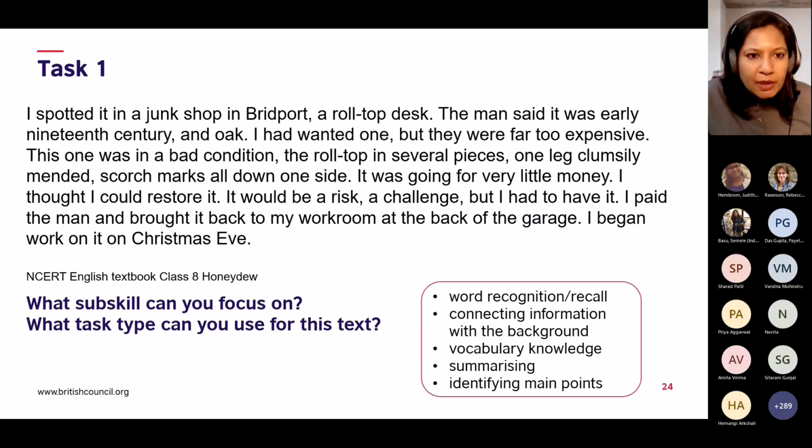So I spotted it in a junk shop in Bridport, a roll top desk. The man said it was early 19th century and oak. I had wanted one, but they were far too expensive. This one was in a bad condition, the roll top in several pieces, one leg clumsily mended, scotch marks all down one side. It was going for very little money. I thought I could restore it. It would be a risk, a challenge, but I had to have it. I paid the man and brought it back to my workroom at the back of the garage. I began work on it on Christmas Eve. So this is, of course, a snip from a story.